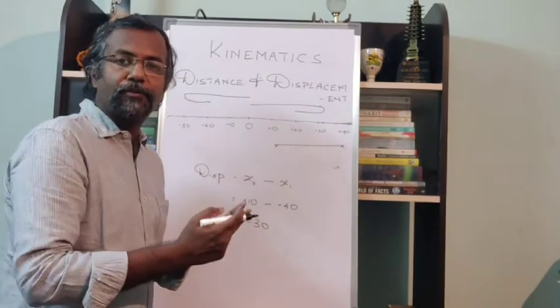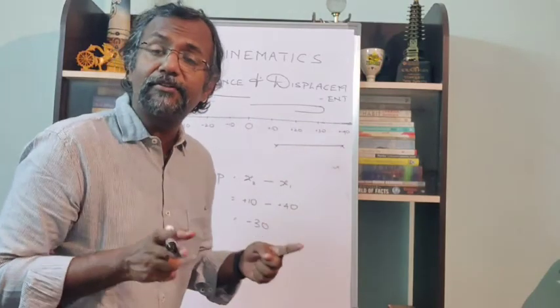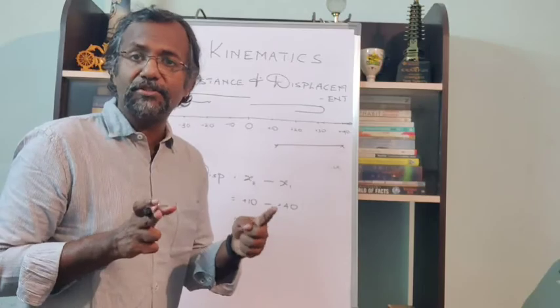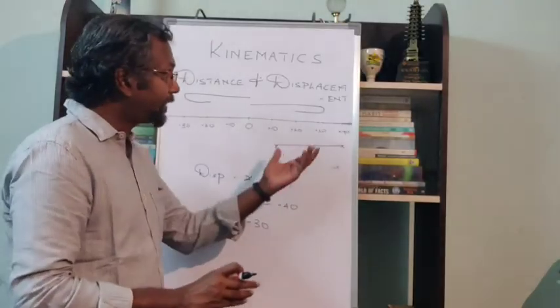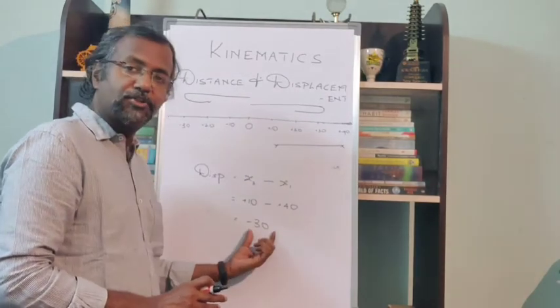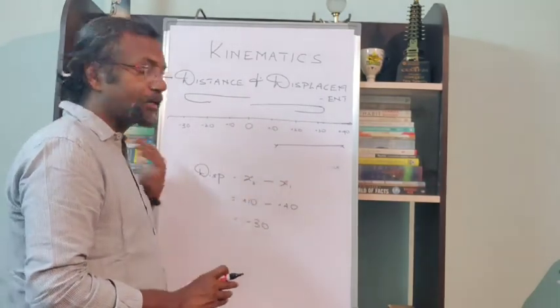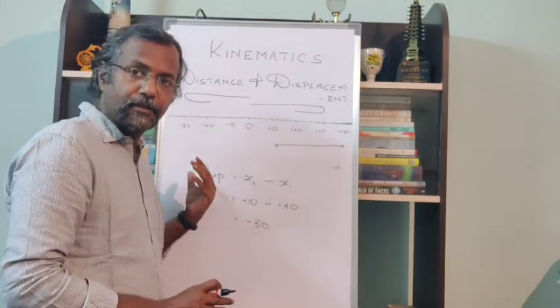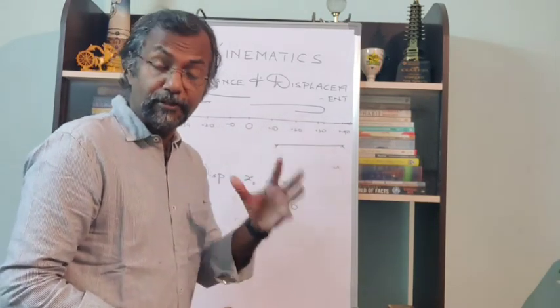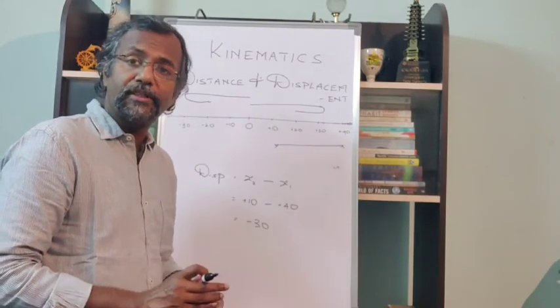That means a displacement of 30 meters has happened. Between the initial position and the final position, there is a change of 30 meters. And it is minus, so it is in the leftward direction. Right? So 30 is the change in position, and minus means it's towards the left. So displacement is the magnitude of the change, final position minus initial position, with the direction.